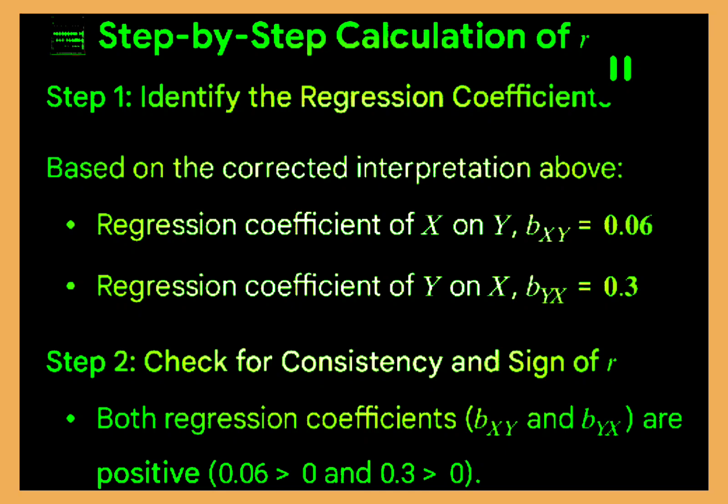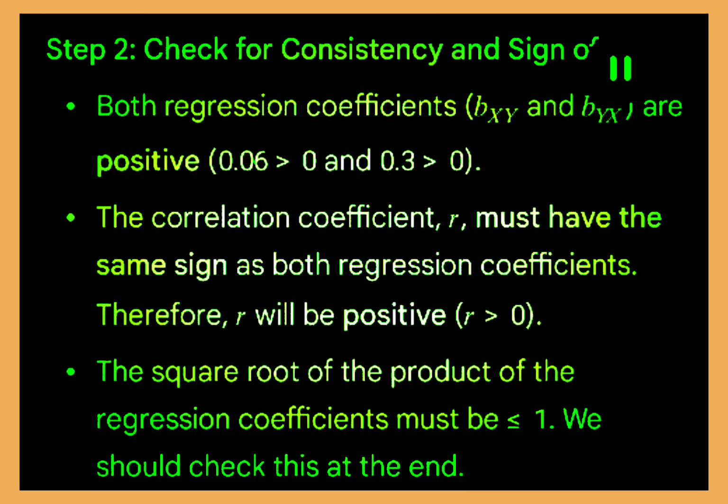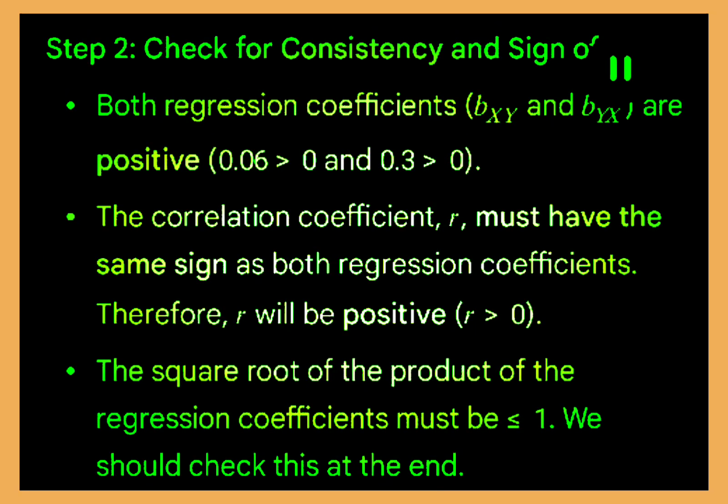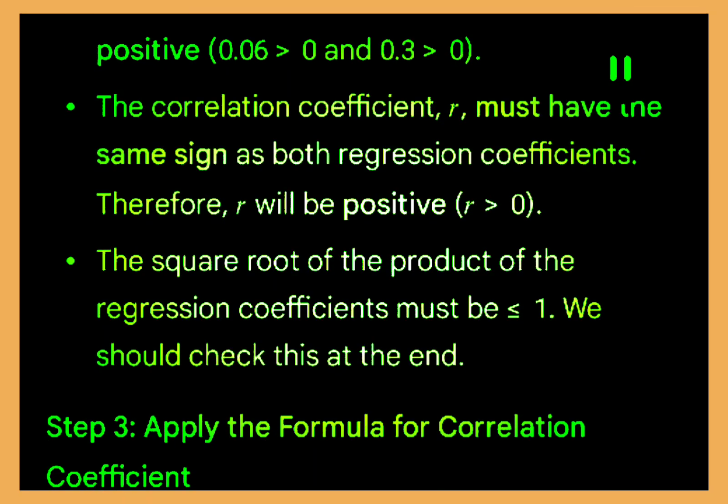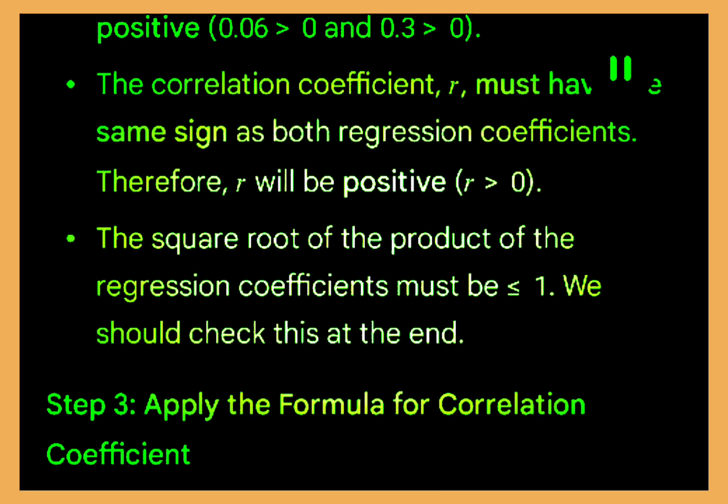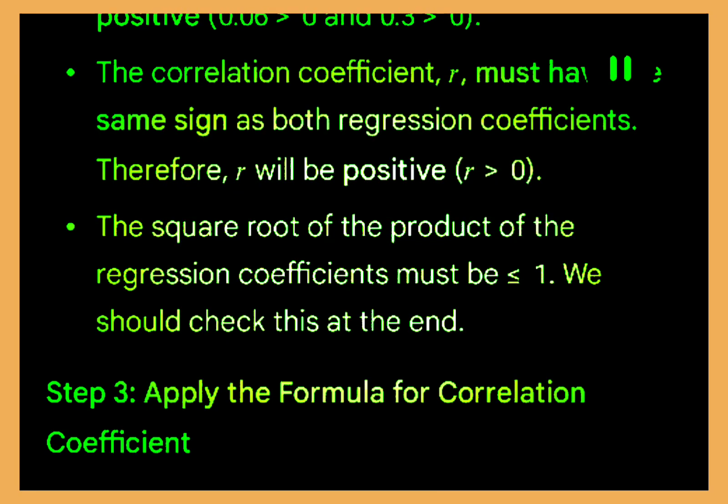Step 2. Check for consistency and sign of r. Both regression coefficients b_xy and b_yx are positive, 0.06 greater than 0 and 0.3 greater than 0. The correlation coefficient r must have the same sign as both regression coefficients. Therefore, r will be positive, r greater than 0. The absolute value of r must be less than or equal to 1. We should check this at the end.